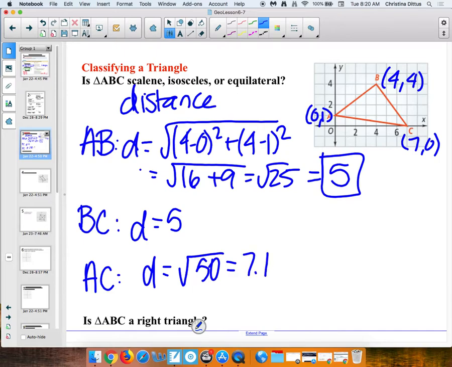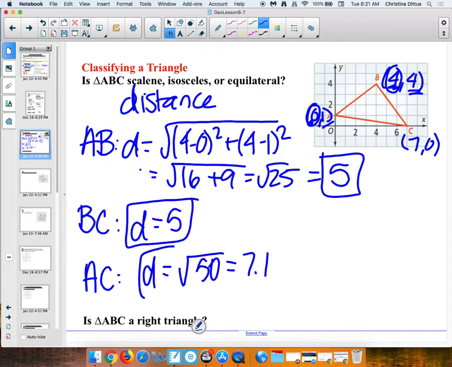Yes, ma'am. Why did you subtract 4 minus 0? Because those are x's. If you want to do 0 minus 4, same thing. Just make sure you square it, so you get a positive. You've got to take your x's, x and x, and then y and y. But I still have the same answer for AB, so.